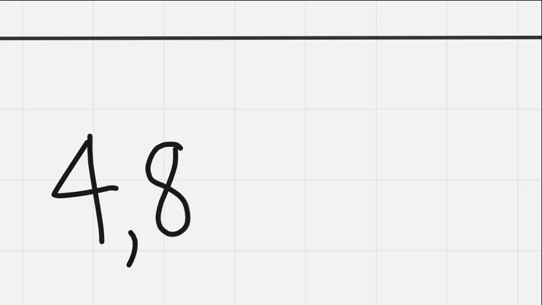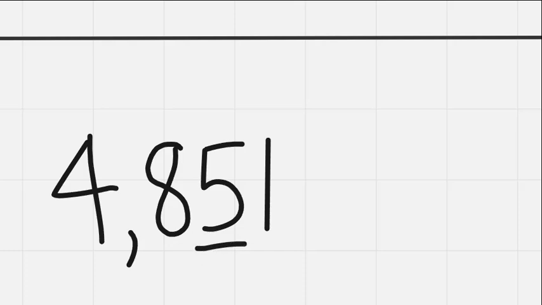The first number we're going to round is 4,851. Be sure to copy this down. The first thing we're going to do is to identify the tens place value. Underline that now. Next, circle the number that is going to tell us how to round. So 5 is in the tens place, and the 1 will tell us how to round.